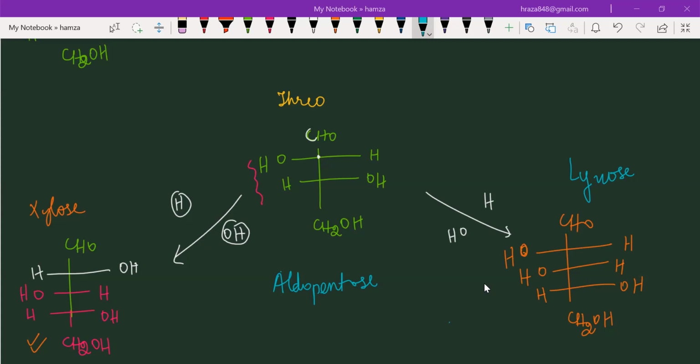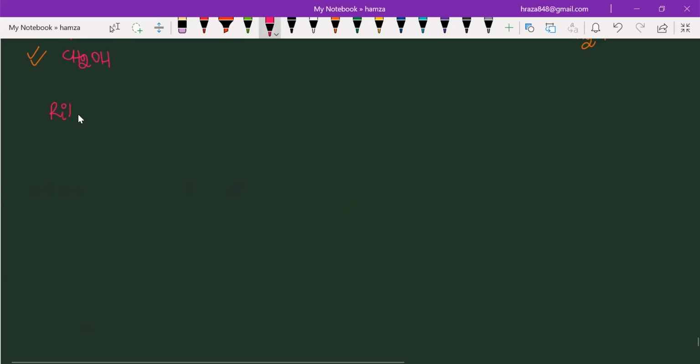Everyone done with this? Yes, sir. Okay. So we have completed up to threo. Now, from the left hand side, you remember the name, we just derived the structure ribose. So now we are going to derive two monosaccharides from ribose, and ribose has the structure CHO and then OH, OH on the right hand side, and H, H, H and then CH2OH.